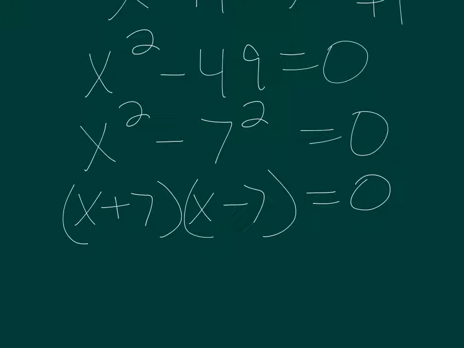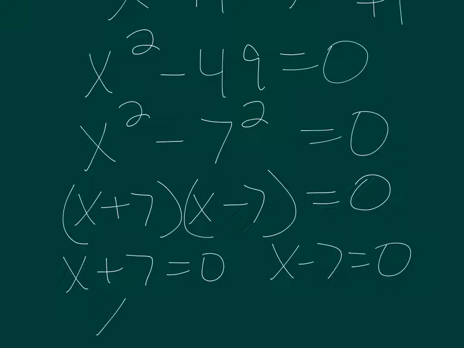And then from here, when we're solving, we always put each term equal to 0. We would subtract 7 to solve, leaving us with a negative 7. We would add 7 to solve, leaving us with a positive 7. So x is equal to negative 7, positive 7. We always put the smaller number first when putting it in set notation.